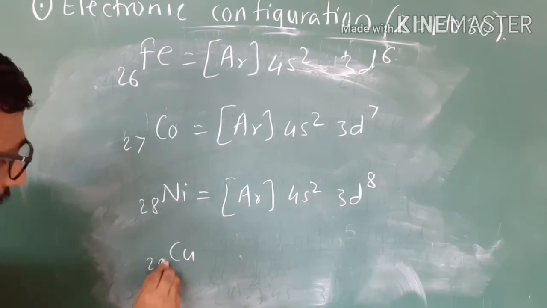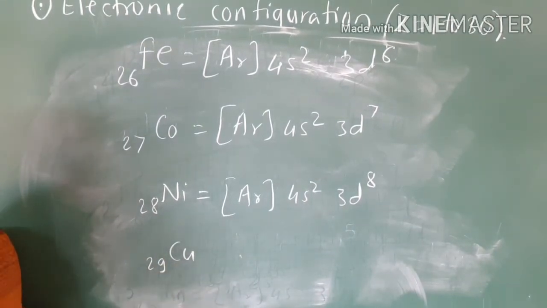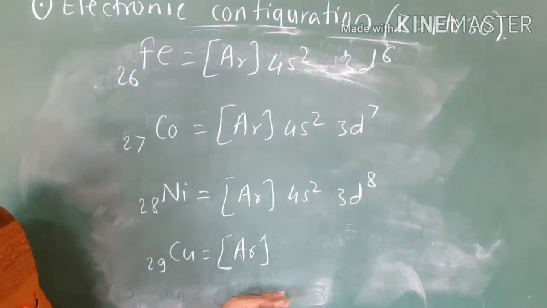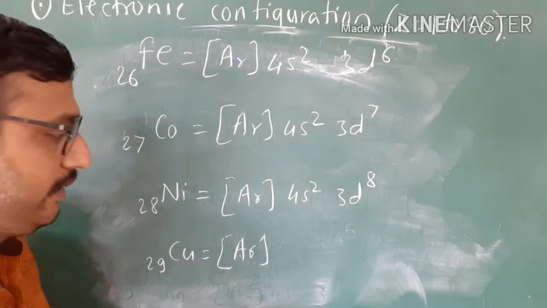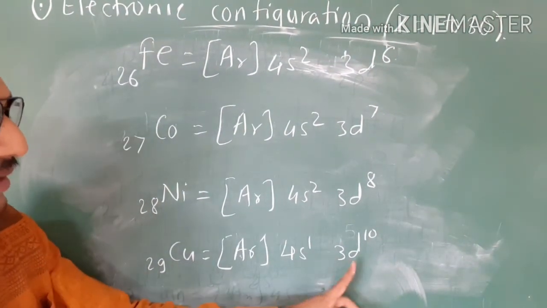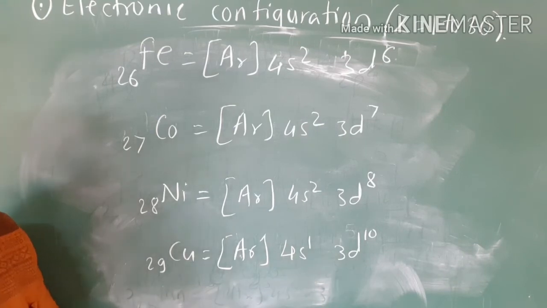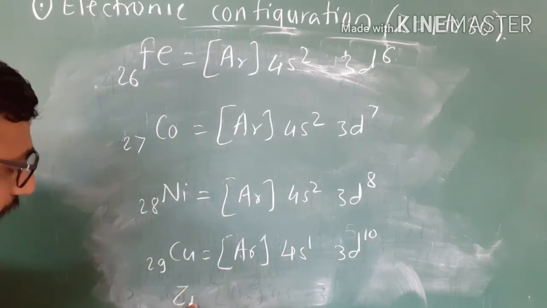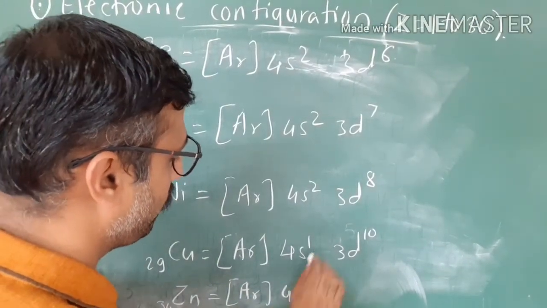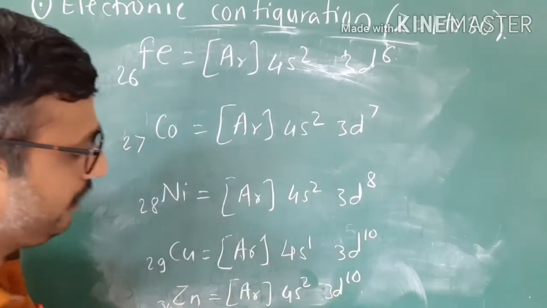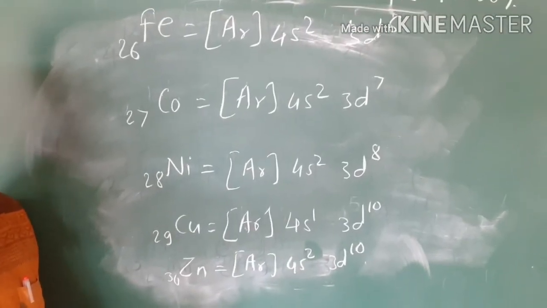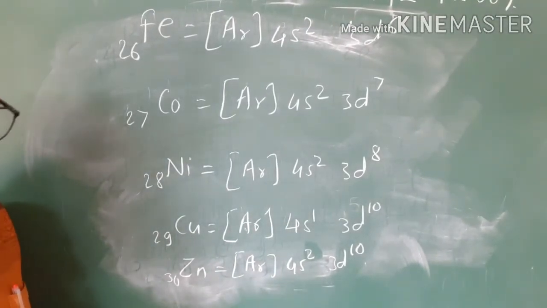Then copper, same as chromium, also shows an exceptional electronic configuration. Its electronic configuration is argon. It is expected to be 4s2 3d9. Okay? But it shows the electronic configuration 4s1 3d10. The reason is that 4s is half filled, 3d is completely filled. This corresponds to lower energy and higher stability. And zinc, atomic number 30, its electronic configuration is argon 4s2 and 3d10. Okay, 18 plus 2 is 20, 20 plus 10 is 30. Like this the 30 electrons of zinc are distributed. So this is about the electronic configuration of these elements.